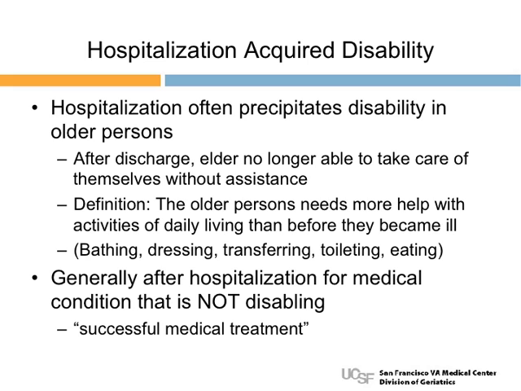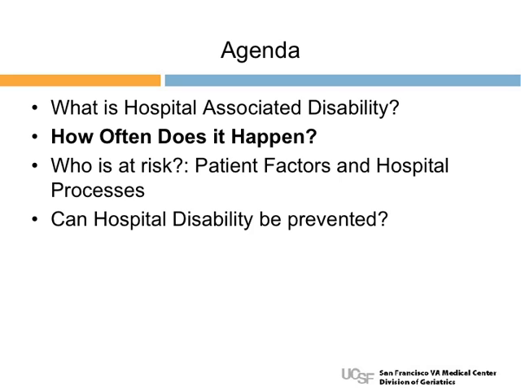So we use the term disability, which we often think about as somebody who's been in an accident or who's had a stroke. But this is generally for a hospitalization for a medical condition that's not disabling. So it's often the pneumonia, the heart failure exacerbation, the COPD exacerbation. So it's after what we think of as successful medical treatment, which maybe technically is successful because the medical condition that resulted in a hospitalization did in fact get better, even though the patient is worse.